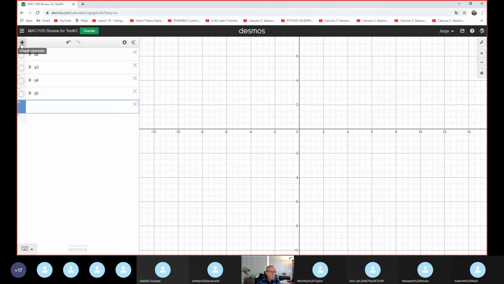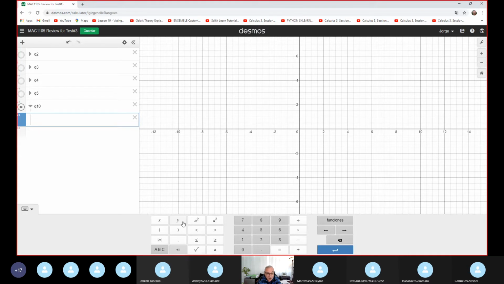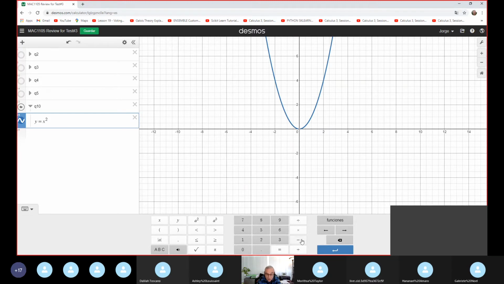Let me open the new folder. Questions, question 10. In question 10, we have a function that is y equals x squared minus 2x plus 2. Do you see it? Yes, we see it. Thank you.